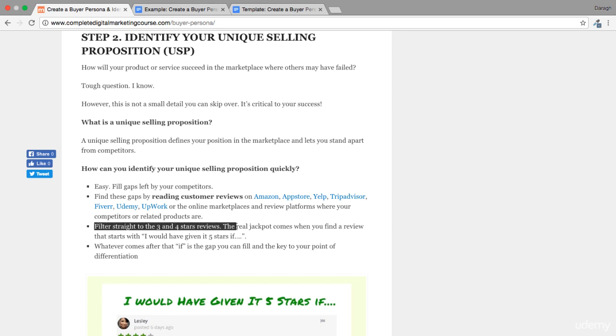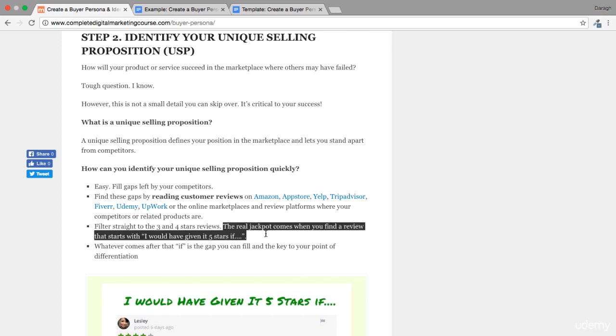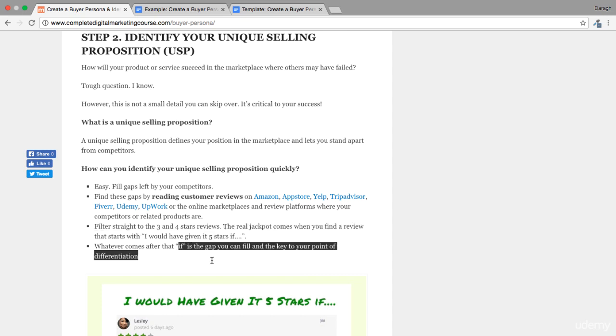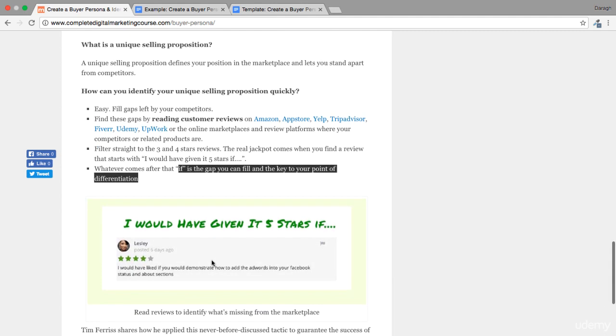Filter straight to the 3rd and 4th star reviews. Probably the 5-star reviews, they're pretty happy, so they're not going to say anything. 1-star reviews can sometimes be a little bit biased, too negative. So you want to look at those 3 and 4-star reviews and really look for reviews that say something like this: I would have given it 5 stars if, and whatever comes after that if is something that you can add to your product to really be a point of differentiation, that you fulfill that thing that the other product didn't. And that's where you can really fill the gap in the marketplace.